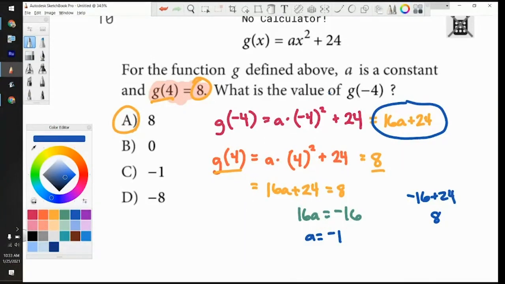You don't have to do that though, because negative 4 squared is the same as positive 4 squared, so they end up being the same thing. But just in case they aren't the same thing like that, in the future, then you're going to have to solve for a the way I just did it right there.